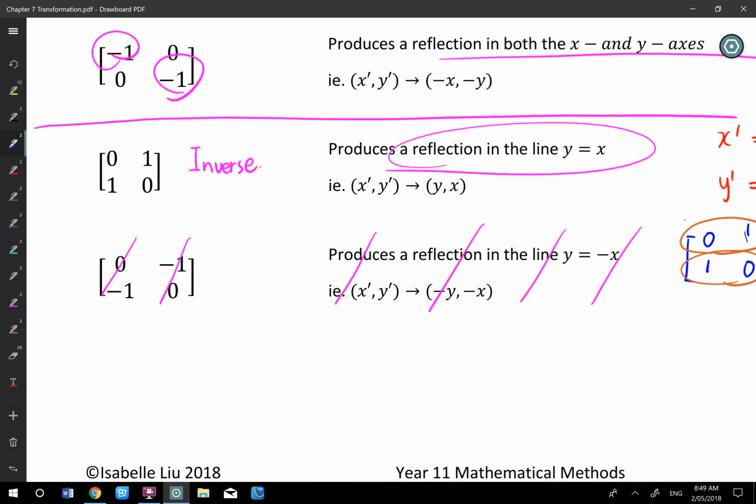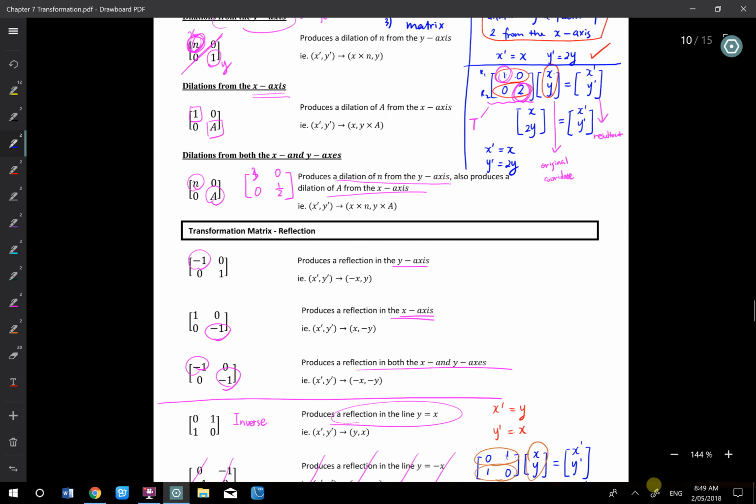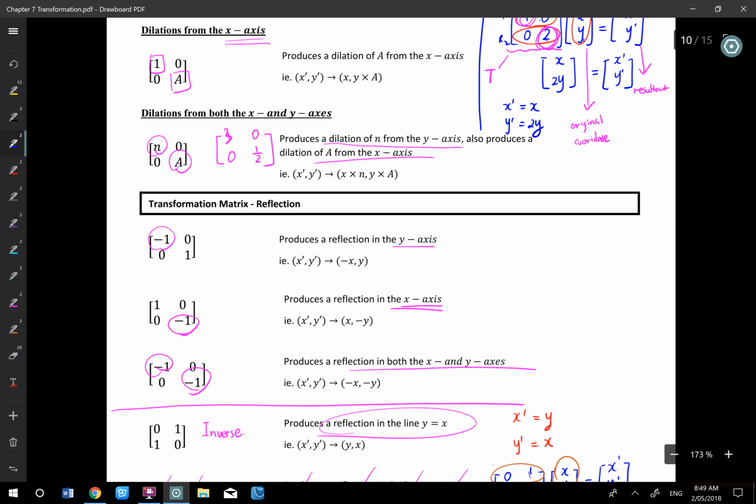So this matrix just replaces 0 by 1 and 1 by 0, and you will have this transformation here. So you need to remember what the transformation matrix looks like. Everything here is called the transformation matrix. All of this needs to be multiplied with the original coordinates to give you the new coordinates.